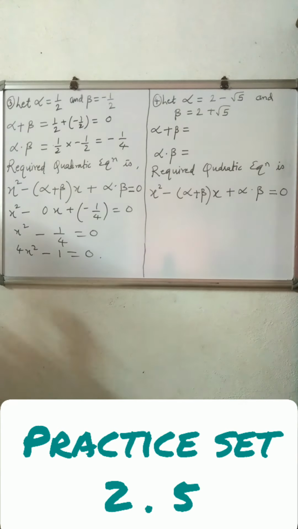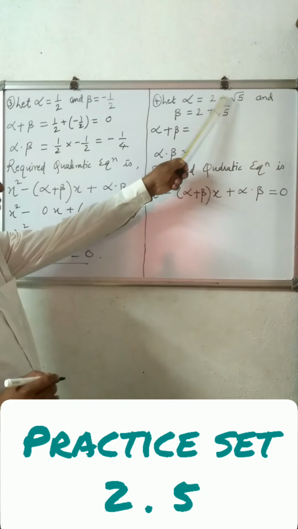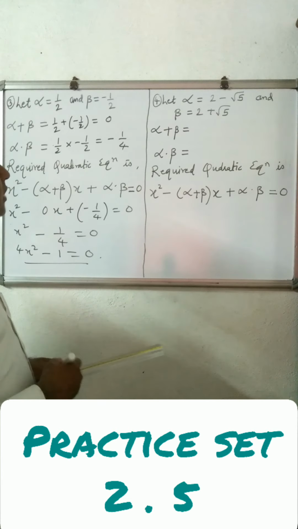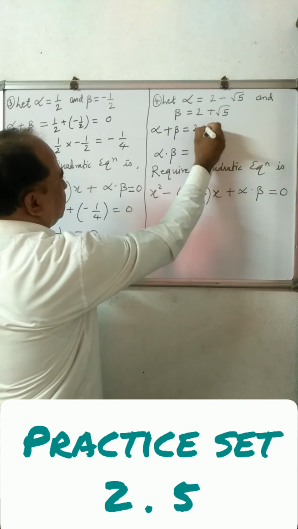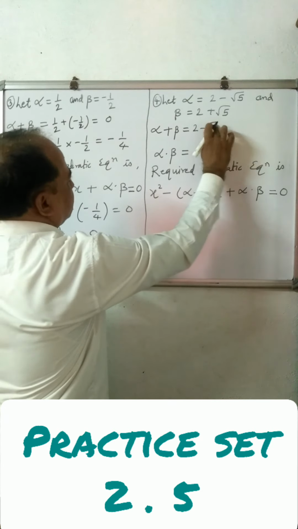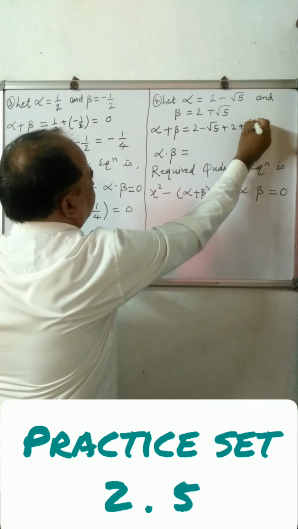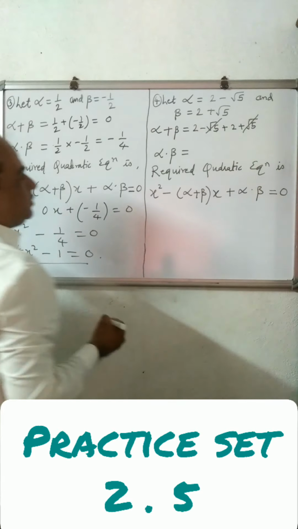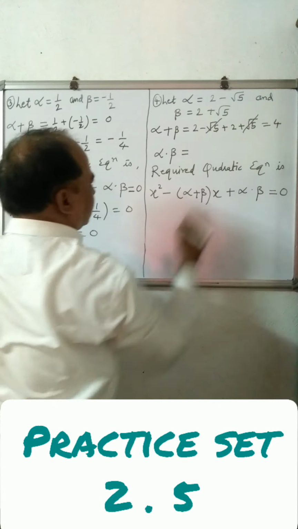Fourth example now. Let alpha is equal to 2 minus root 5 and beta is equal to 2 plus root 5. Therefore, the sum of the roots, alpha plus beta, that is 2 minus root 5 plus 2 plus root 5. Now minus root 5 plus root 5 will get cancelled. 2 plus 2 is equal to 4.